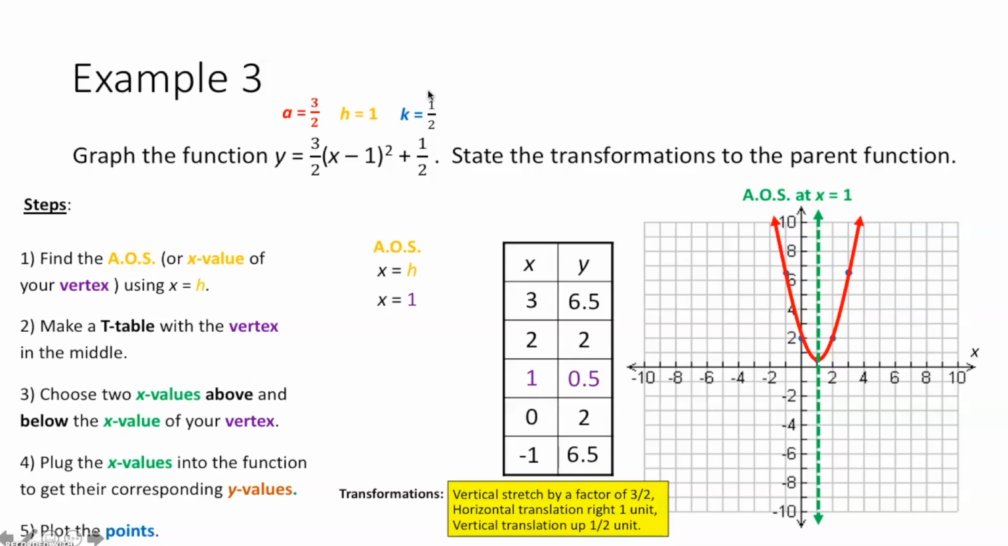So it's going to be a vertical translation up 1/2 unit. And you can see, if we had our parent function at 0, 0, where it normally is, what we do is we shift it to the right 1 unit, up 1/2 unit, and then stretch it up by a factor of 3/2. And that's how you get our function right here.